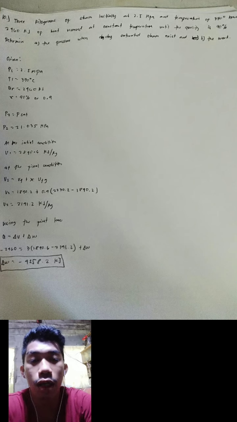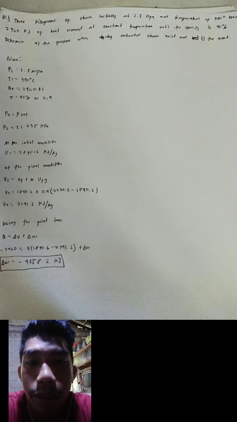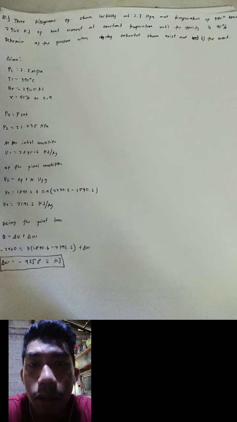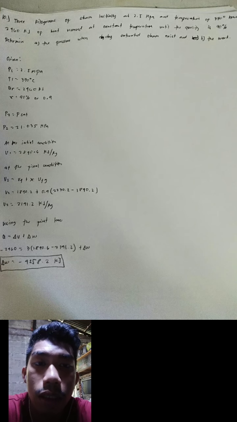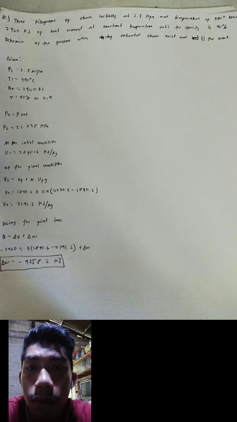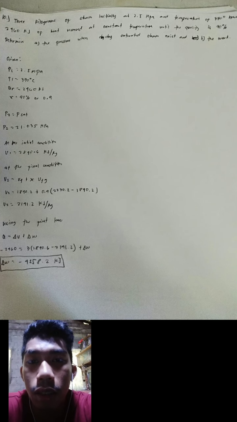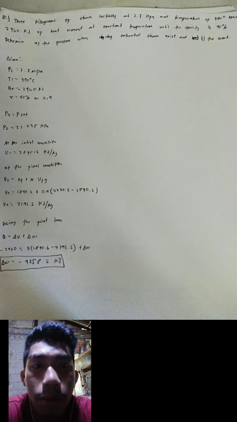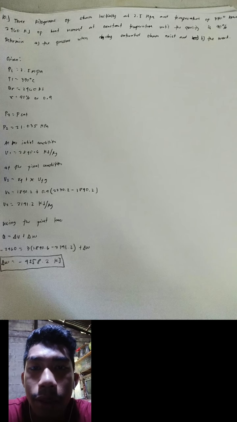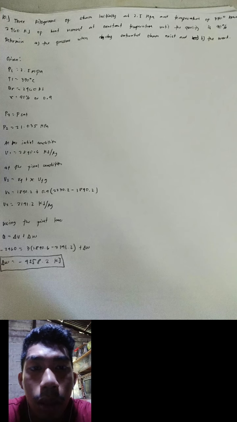We will proceed to number 10. The problem in number 10 is: 3 kilograms of steam initially at 2.5 MPa and a temperature of 370 degrees have 2,460 kilojoules of heat removed at constant temperature until the quality is 90%. Determine the pressure when dry saturated steam exists and the work.